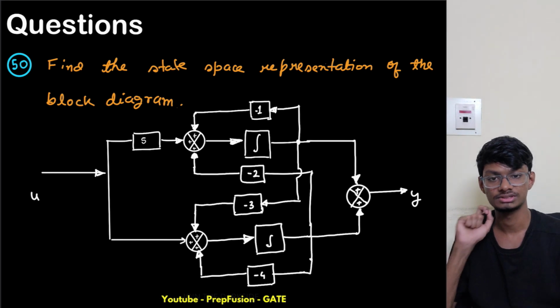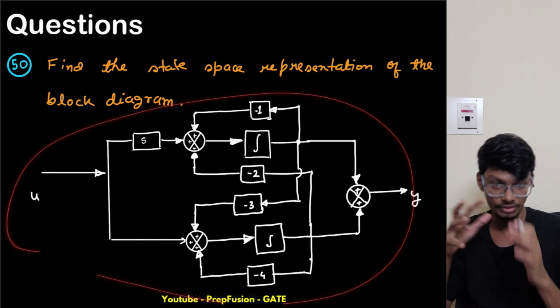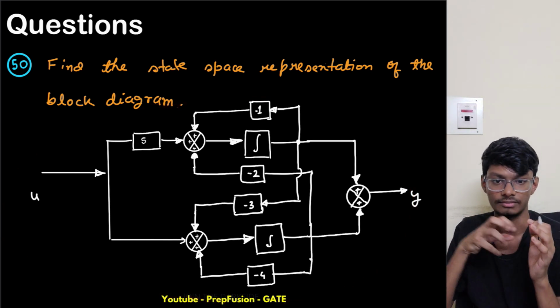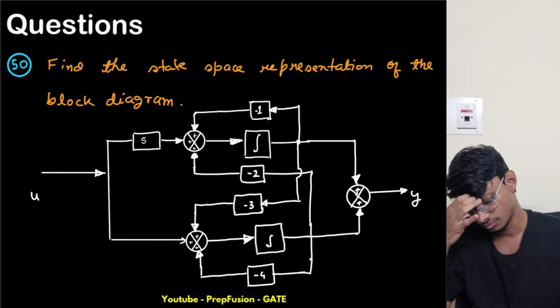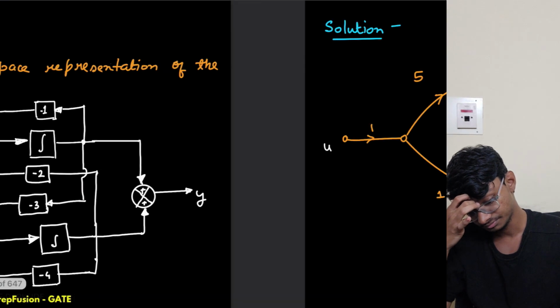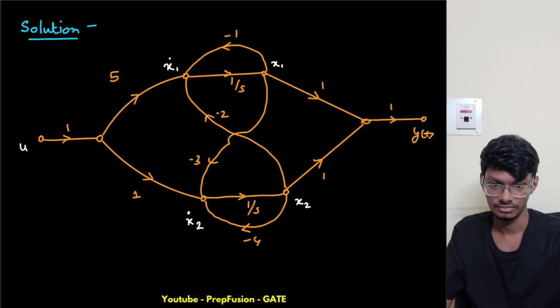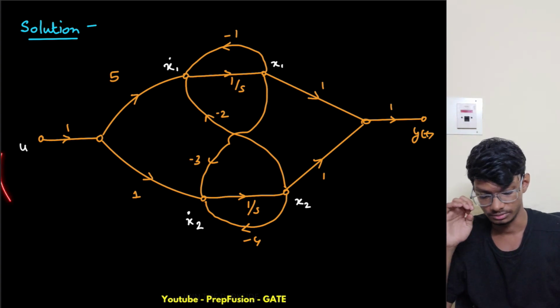Find the state space representation of the block diagram given below. So this is the block diagram. Now take a pause and convert this into the state space diagram, and from there we can do the state space representation. What is the state space representation basically? I have already written it down so as not to waste time. I hope whatever you drew matches with this one.